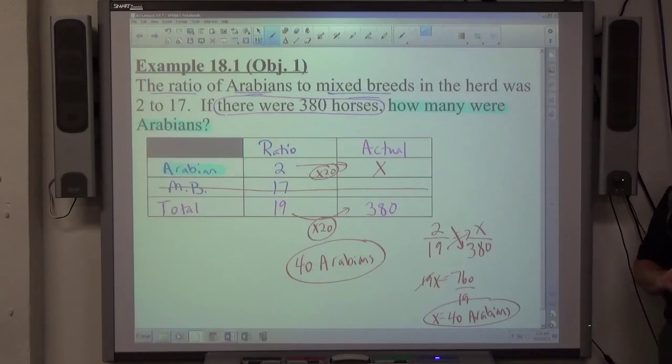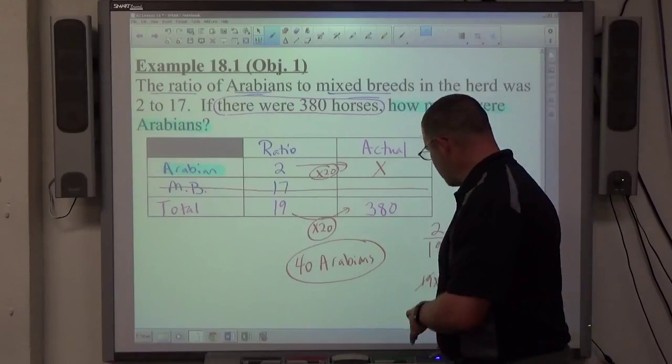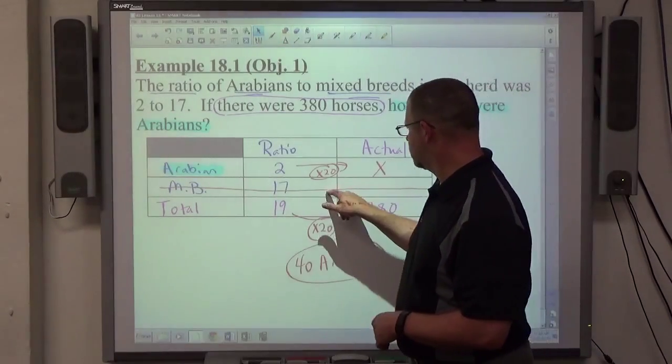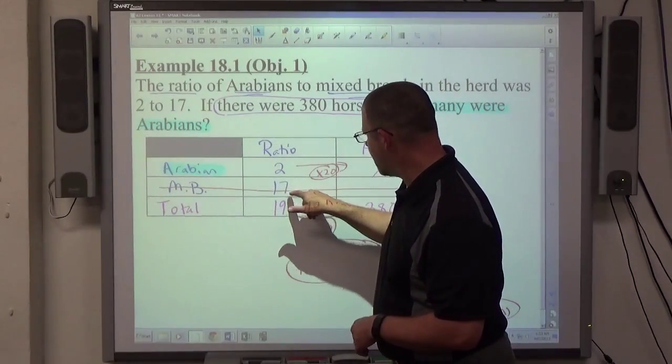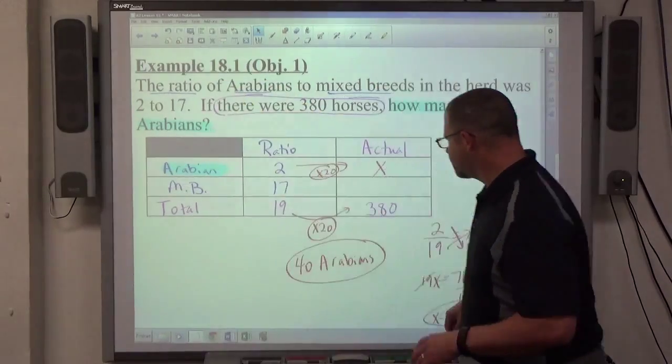Suppose they asked how many were Arabians and how many were mixed breeds. Suppose they ask us for both those pieces of information. So, in other words, this is important to us. Maybe. Why can't I pick that red line? There we go.